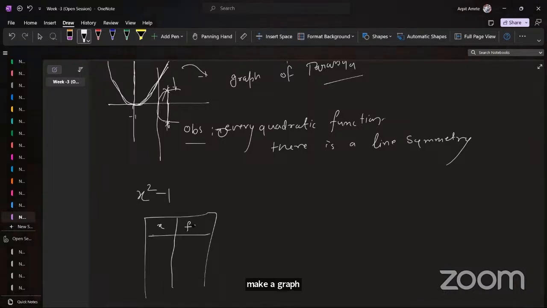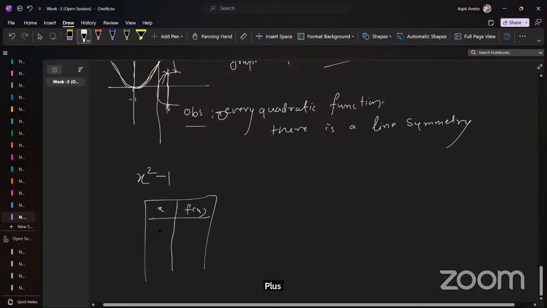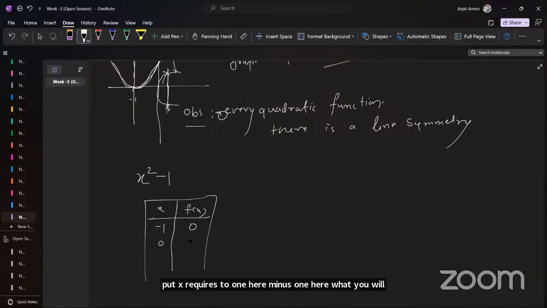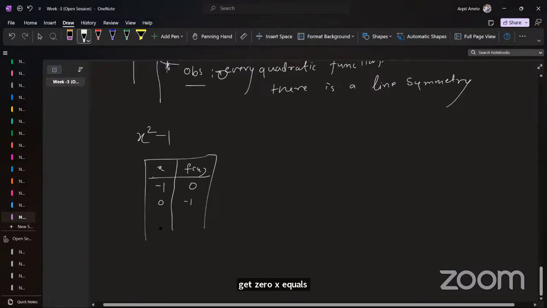Here x, here f(x). What will it be? Just put x equals 1 here, and minus 1 here. What will you get? 0. For x equals 0, you will get minus 1. For x equals plus 1, you will get 0.